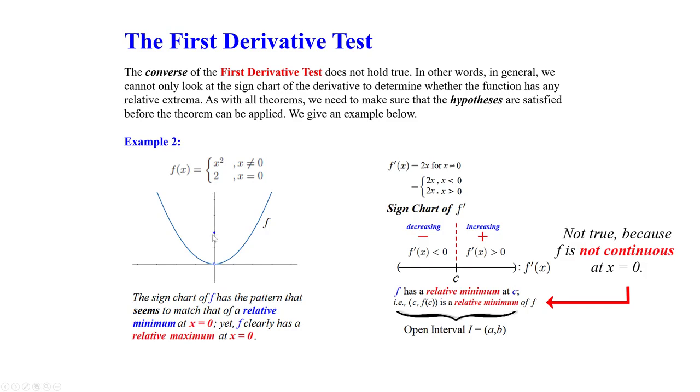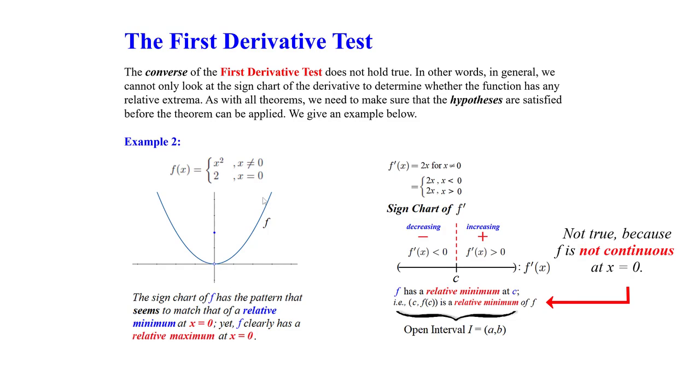Now, if I had moved this dot down here, let's say to -1, if this 2 had been -1, or anything less than 0, then f would have in fact had a relative minimum at 0, even though the function was not continuous there. The point is, we could not apply the theorem.